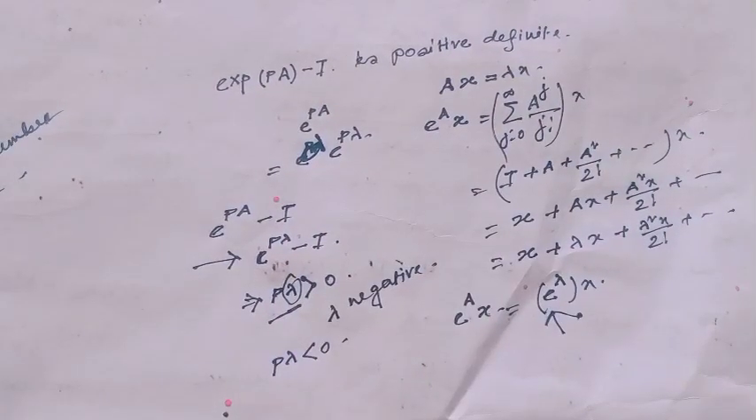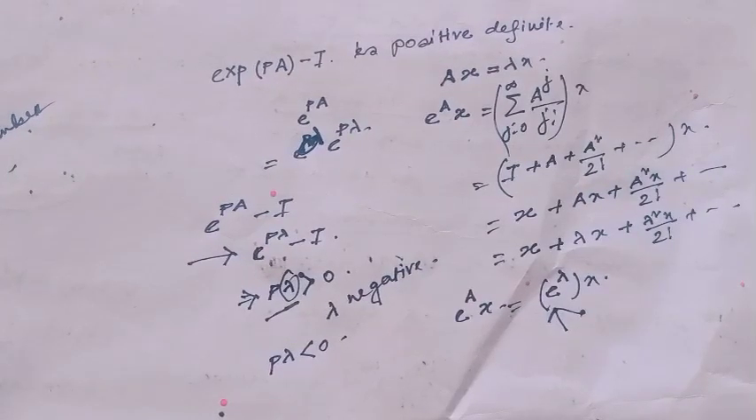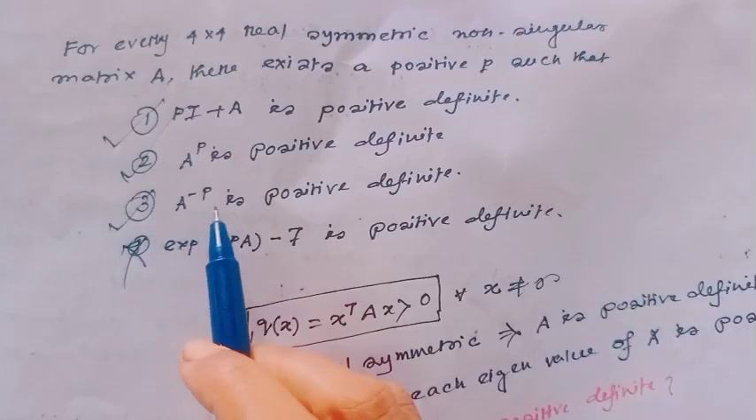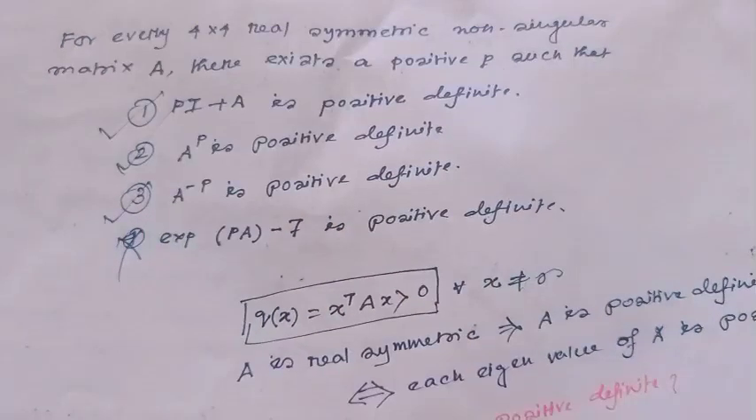So e to the power pA minus I is not always positive definite. For a negative eigenvalue of A, this is negative definite. So option 4 is a wrong option, and only option 1, option 2 and option 3 are right options. I hope all my viewers have understood this question easily.